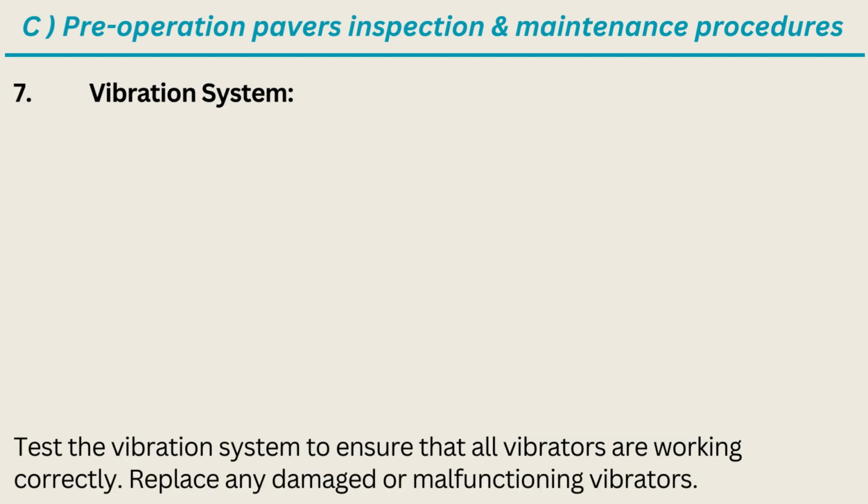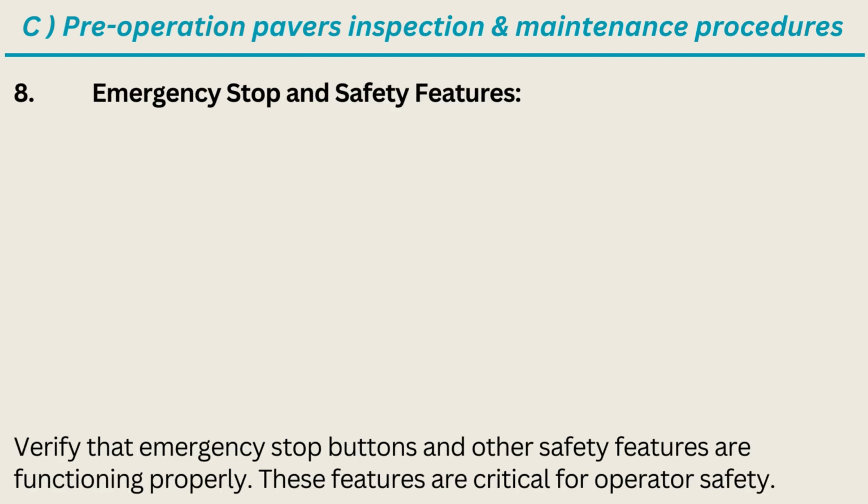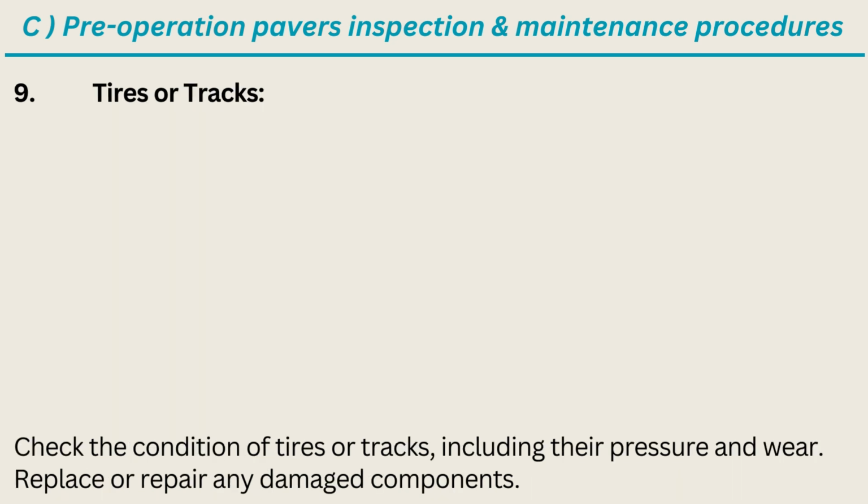7. Vibration system. Test the vibration system to ensure that all vibrators are working correctly. Replace any damaged or malfunctioning vibrators. 8. Emergency stop and safety features. Verify that emergency stop buttons and other safety features are functioning properly. These features are critical for operator safety. 9. Tires or tracks. Check the condition of tires or tracks, including their pressure and wear. Replace or repair any damaged components.